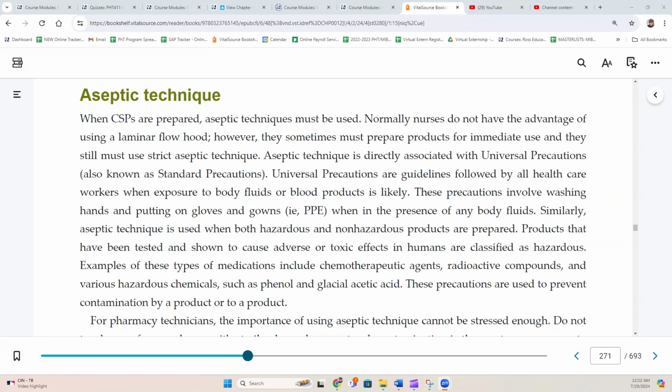Products that have been tested and shown to cause adverse or toxic effects in humans are classified as hazardous. Examples of these types of medications include chemotherapeutic agents, radioactive compounds, and various hazardous chemicals such as phenol and glacial acetic acid. These precautions are used to prevent contamination by a product or to a product.